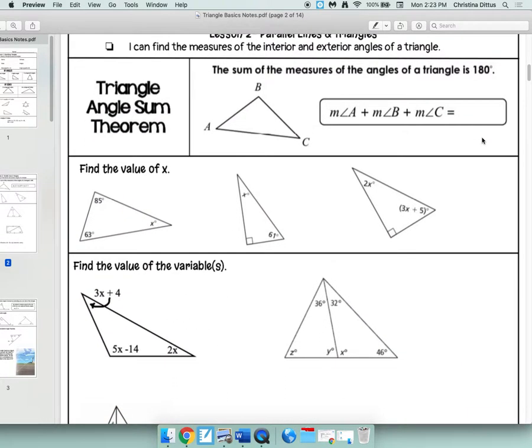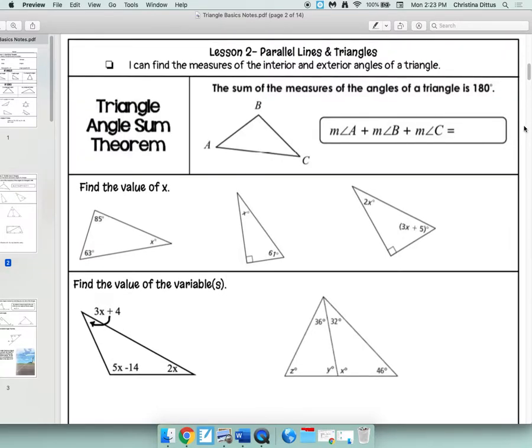The beginning part of lesson 2 you probably also already know. How many degrees are in a triangle? 180. That's the first half of lesson 2. Add up all of your angles and it has to equal 180 degrees. So knowing that they have to add up to 180, I can add all of these up, so I can write 63 plus 85 plus x equals 180, and you can solve for x that way.